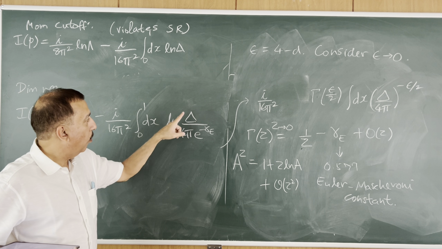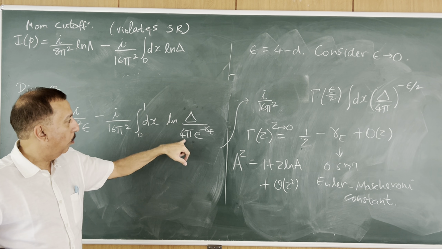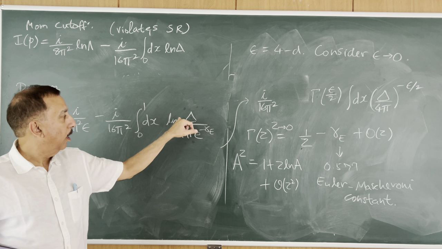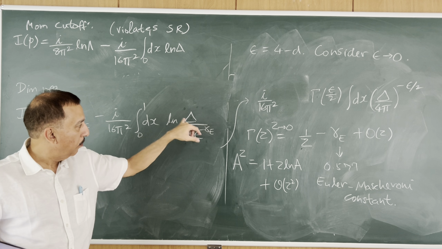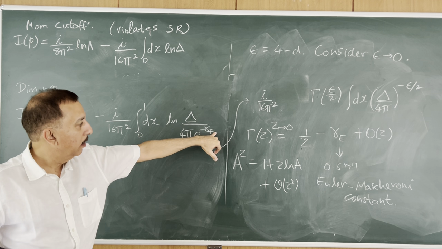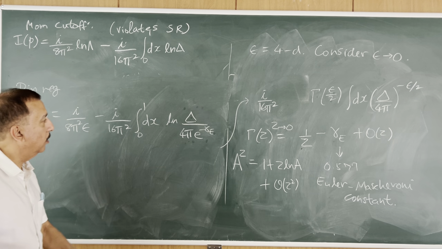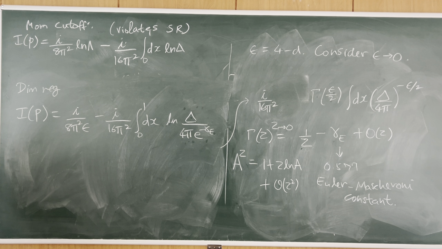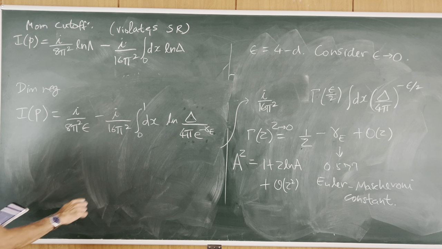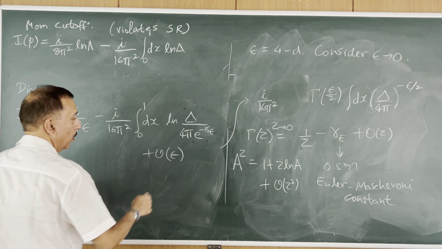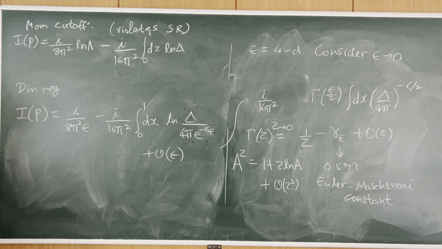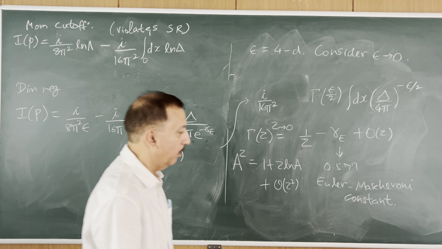If you see, log of this whole thing is log of delta minus log of 4 pi minus log of this, but minus log of this is plus gamma e, and gamma e was here. So we just packaged it back into that. Okay, so this is the answer, plus terms which are order epsilon, which go to 0 as epsilon goes to 0. And so we have an answer and we see something very, very interesting.